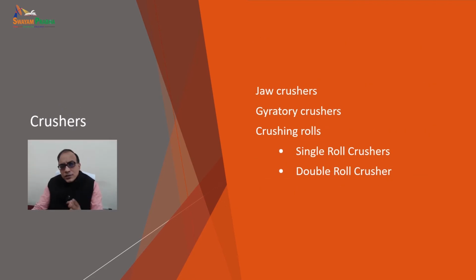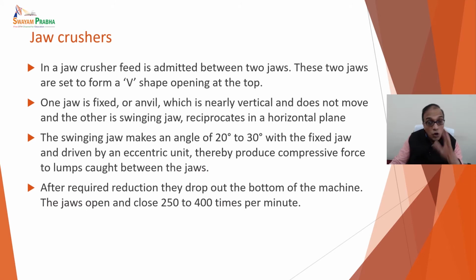These crushers may be classified into jaw crushers, gyratory crushers, and crushing rolls, and these crushing rolls may be subdivided into single roll or double roll crushers. So let's see them one by one. The jaw crushers.